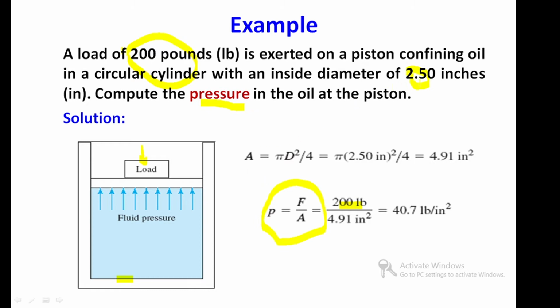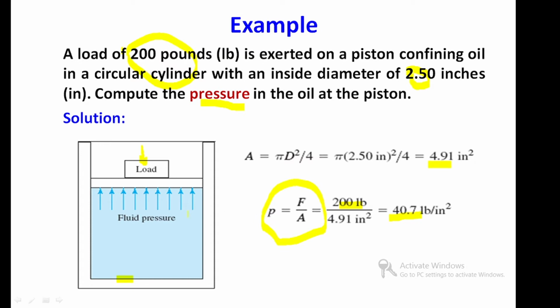Here what is the diameter? 2.50 inch. So you know the formula for the area of a cylinder. The cylinder cross section is a circle, so pi by 4 into d square is the area of the circle. Okay, I got area 4.91 inch square. Substitute here 200 pounds divided by 4.91 inch square equal to 40.7. Okay, this is the answer for this problem.